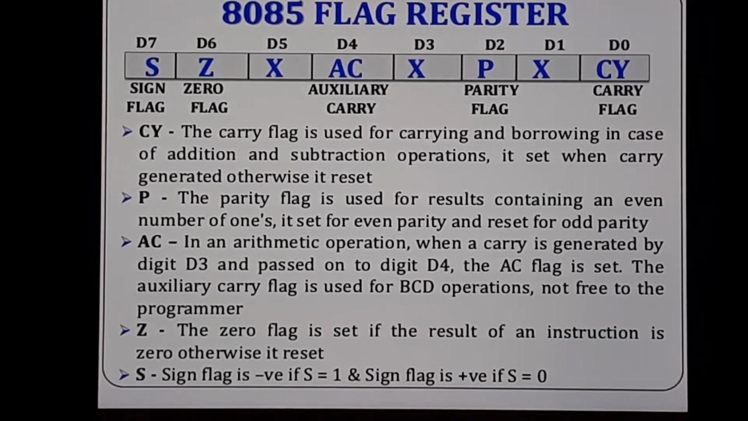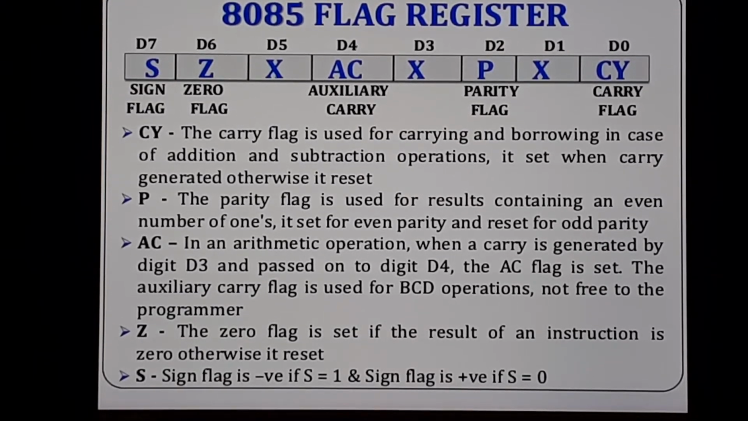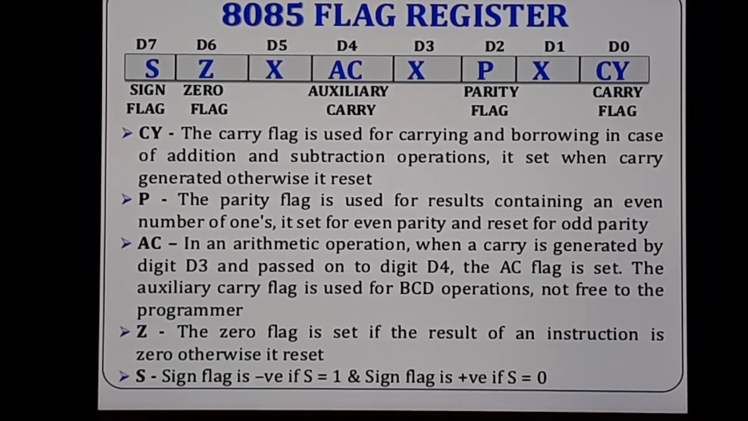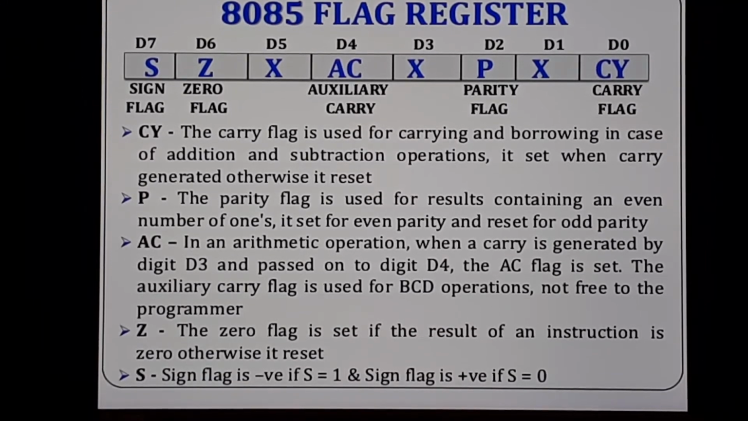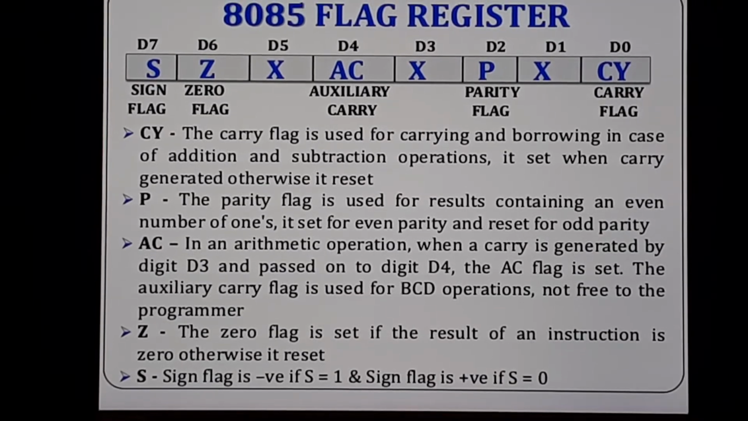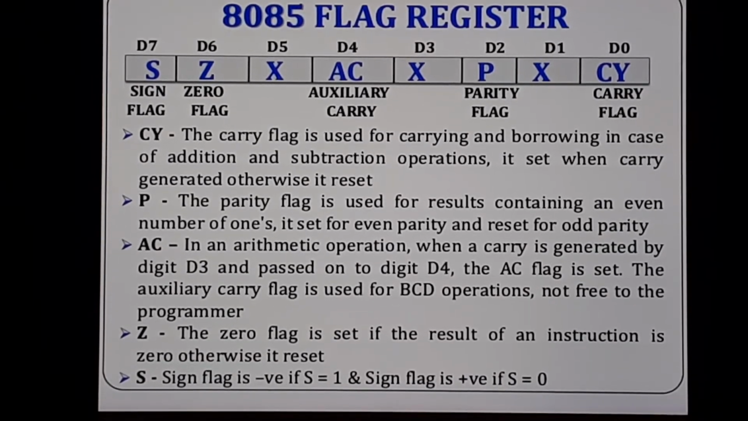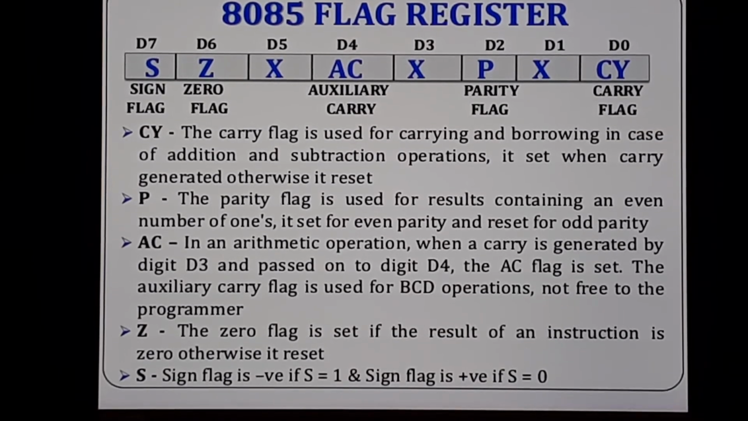So in the next video I'll give you some examples. Now we'll see only the theory part. Suppose I take 2 binary numbers for addition, the result of the addition is nothing but my flag register answer. According to that answer we'll set the flags accordingly. Set or reset. Set means 1, reset means 0.